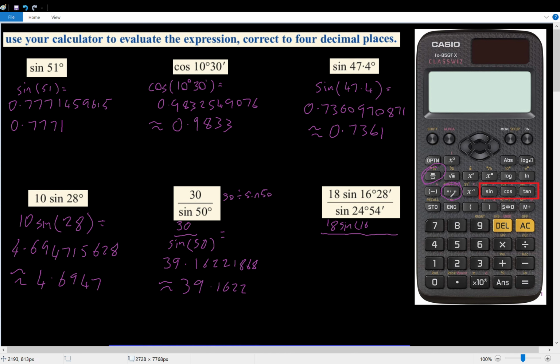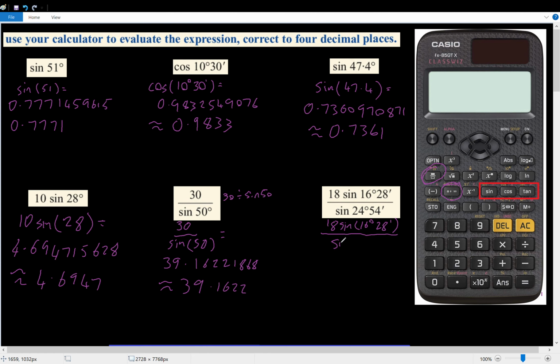And then we're going to press the degrees, minutes, seconds button to get our symbol for that, to get our degree symbol. Then we press 2/8 to get the 28. And then we have to press our degrees, minutes, second button again in order to get that last bit, the symbol for that. And then we press our bracket to close our bracket off. And then we press the down arrow to get to the bottom of our fraction.